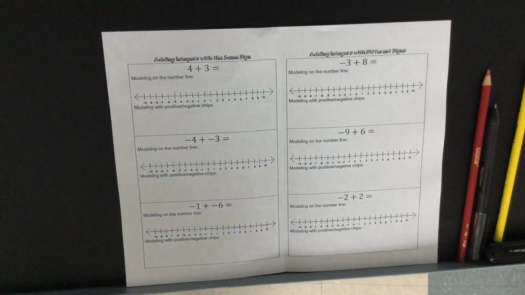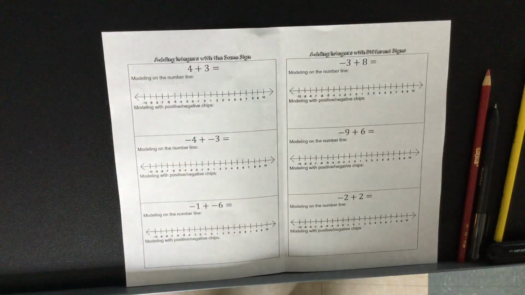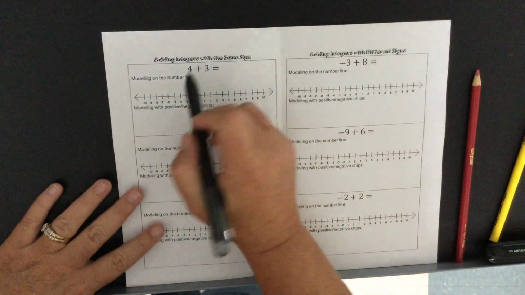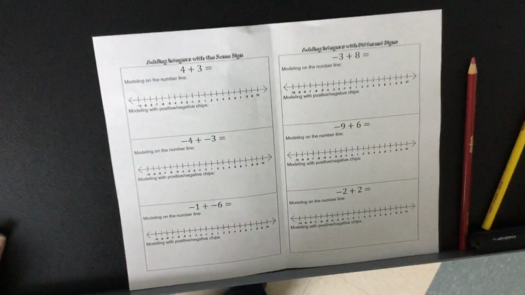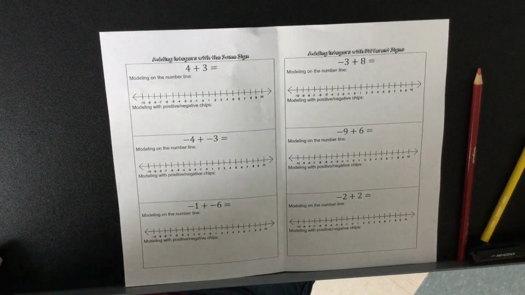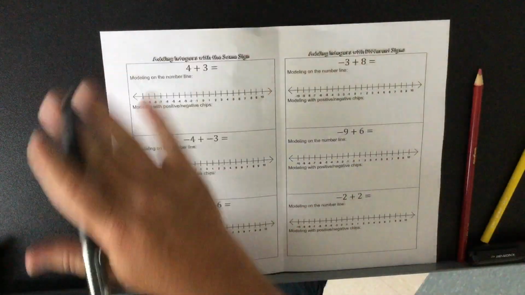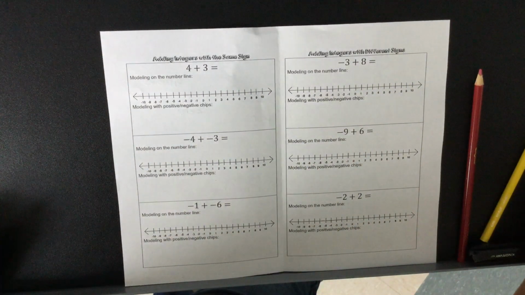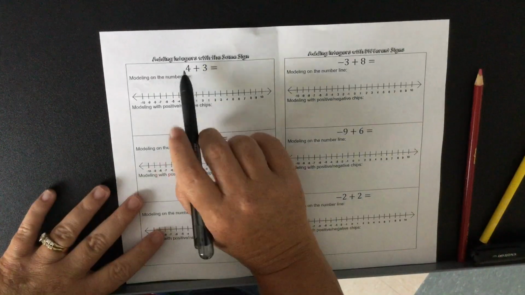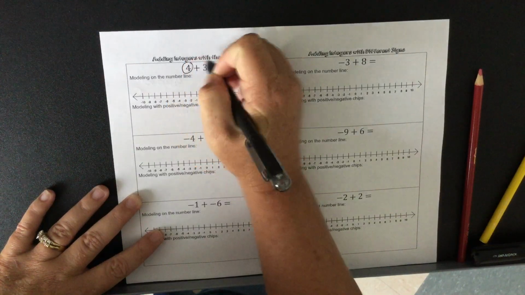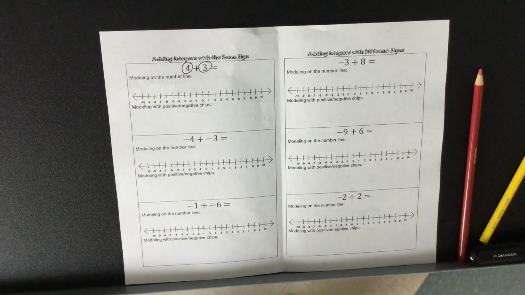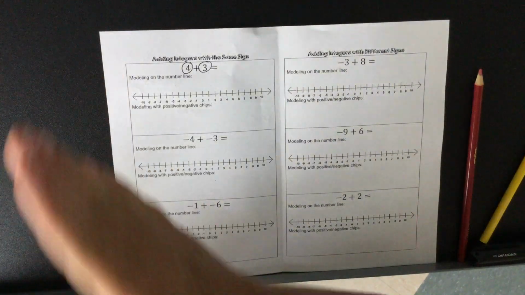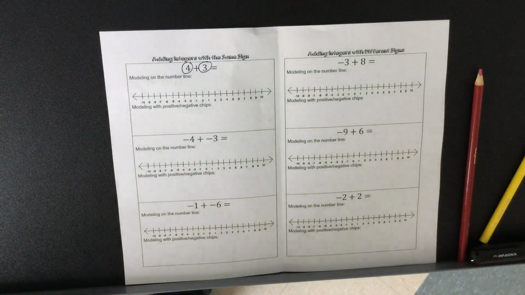All right, so I'm going to first start with the color counters. Okay. So here I have 4 plus 3. Now when I'm doing integer operations, the first thing I'm going to do is circle my 2 integers. All of this that we are doing, we're only going to do it using 2 addendums. Addendums are the numbers that you're adding together. So I'm going to circle my 2 integers, and I'm circling them because it helps me visualize whether that is a negative number or a positive number.